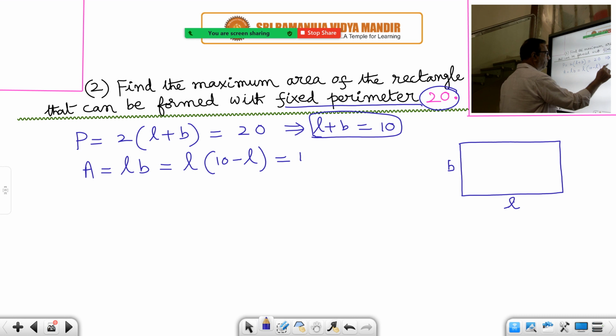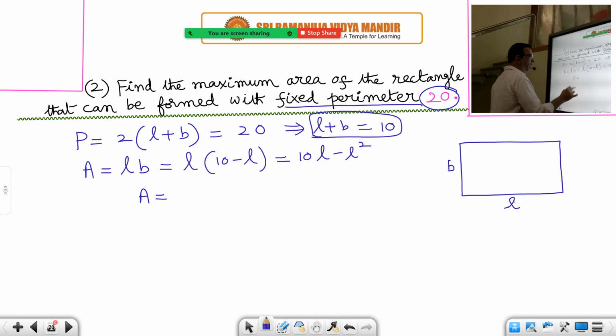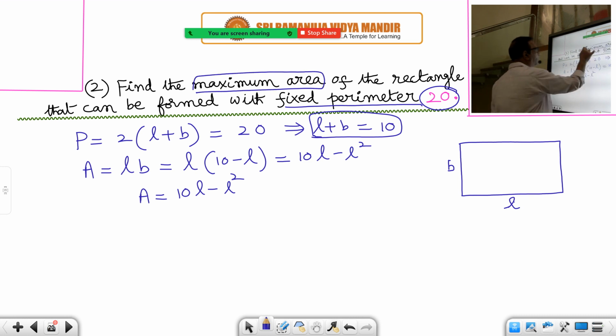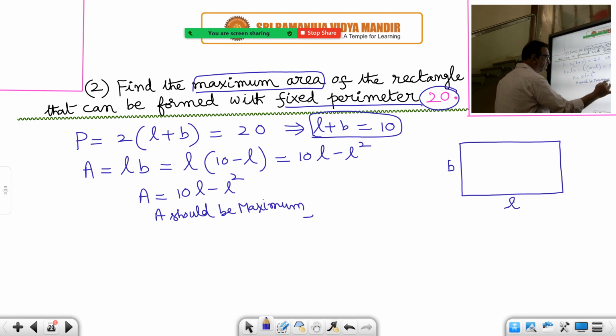So expanding, you get 10L minus L square. I am writing firstly again here, the area is a function of the length L. So area is a function of length L, and area should be maximum. We have to find the length such that A should be maximum. So we have to find the derivative of A with respect to L.